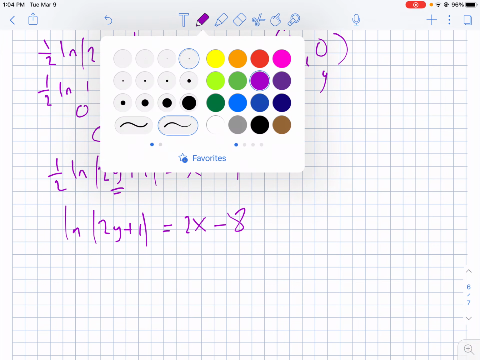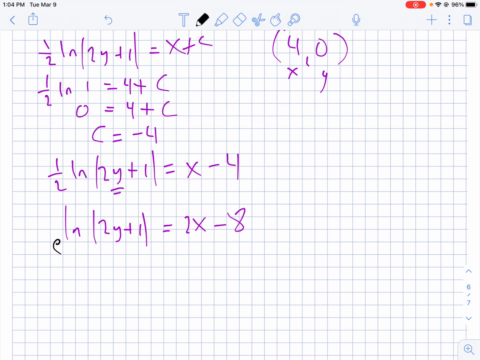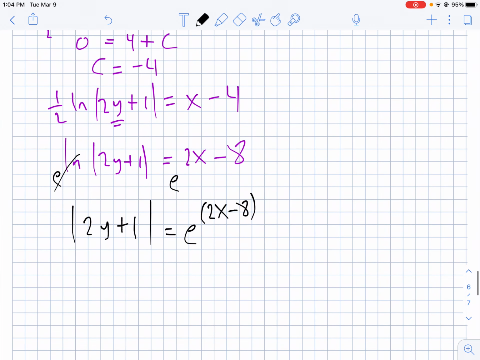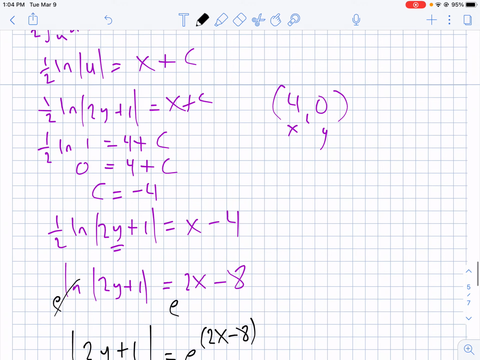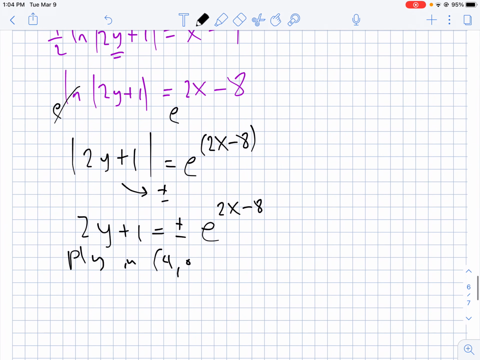Now we'll raise e to the power of both sides. So we'll get the absolute value of 2y plus 1 equals e to the 2x minus 8. All right, so from here again, the absolute value is going to lead to a plus or minus. So 2y plus 1 equals plus or minus e to the 2x minus 8. This is the point again where I just plug in the (4, 0). So when I do that, I get 1 equals plus or minus e to the 0.